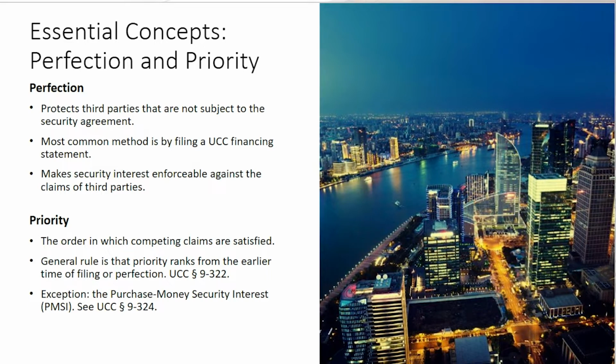And the rule is that priority occurs at whichever comes earlier, the time of filing or perfection. Again, that's first in time, first in right. And the rules for that are under the UCC law at 9-322. There is an exception for purchase money security interest filings, but that is something that's more on the filing side, and we'll worry about that in the future.